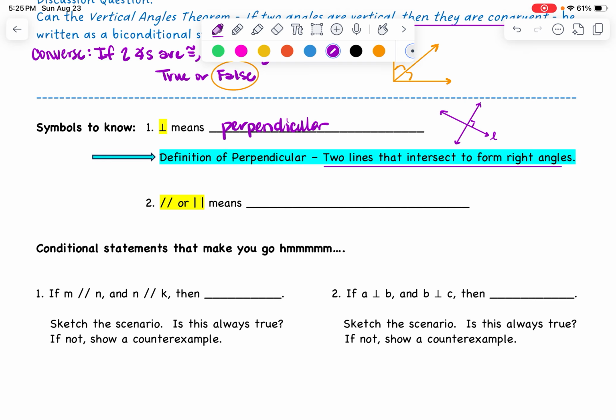And if I label this L and M, we did this before, we would say L is perpendicular to M. That would be our notation there.